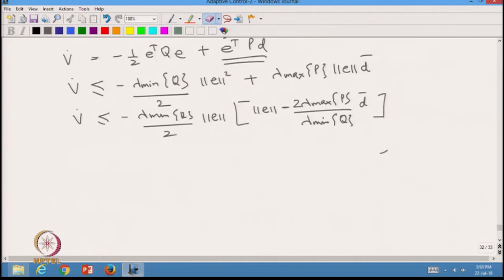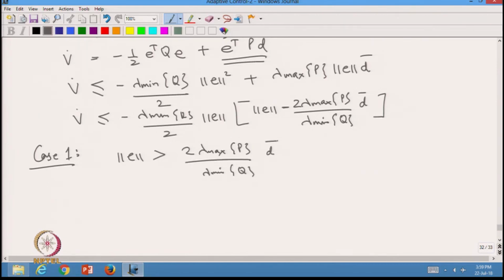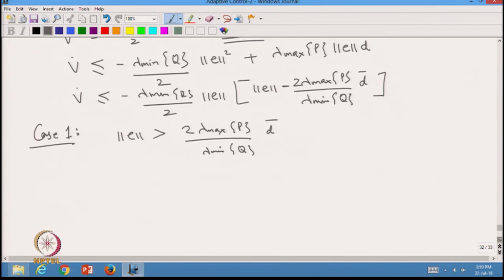Now, what we can see here is that if the term in the square bracket is positive, then we can say that V dot is less than or equal to 0, and we can conclude Lyapunov stability. So, we can consider two cases here. Case 1 is when the norm of E is greater than 2 lambda max over lambda min times t bar. Suppose this case is true.